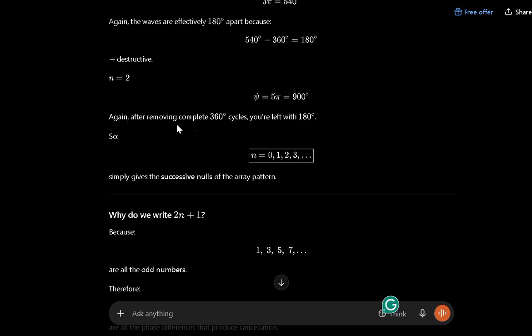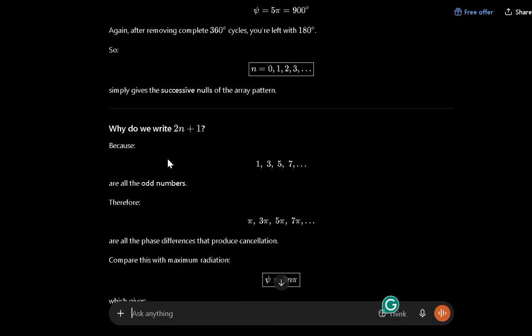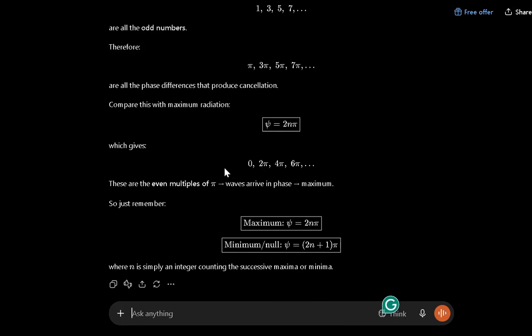After the main 360 degree cycle, what is left over is 180. Because 3 pi and 5 pi are odd multiples of pi, the waves are out of phase. And the even multiples of pi give maximum radiation, with waves in phase.